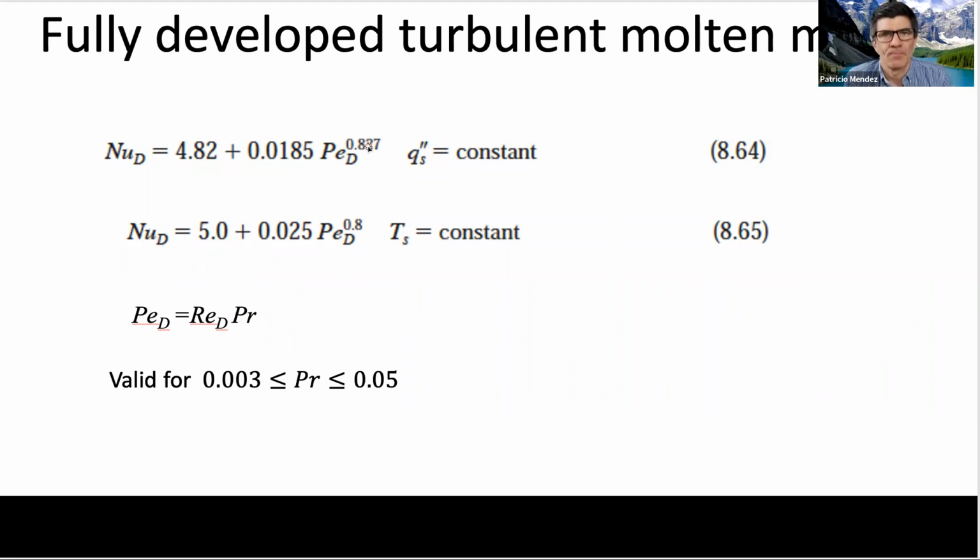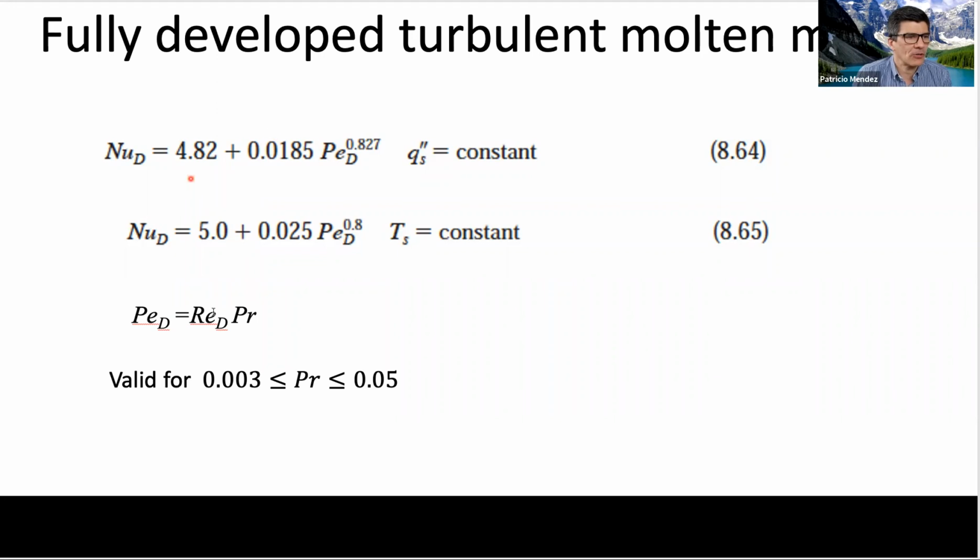Do you remember that for the flat plate boundary layer, in the case of molten metals, it was Reynolds to the 1/2, Prandtl to the 1/2? Both went together. And in this case, we see the same, that the Reynolds and Prandtl have the same exponent, 0.8. So interesting. Now, there is something that is different. That is this factor of 4.82 here, this term, right? That is a constant term.